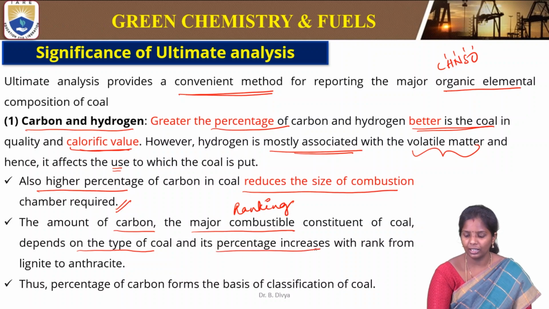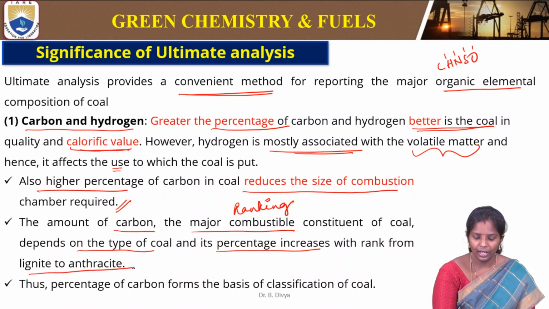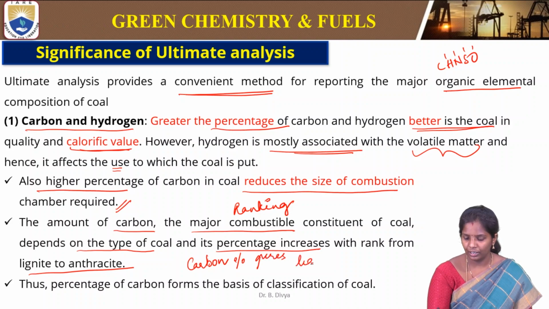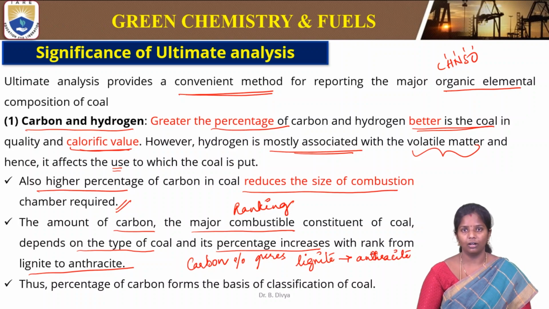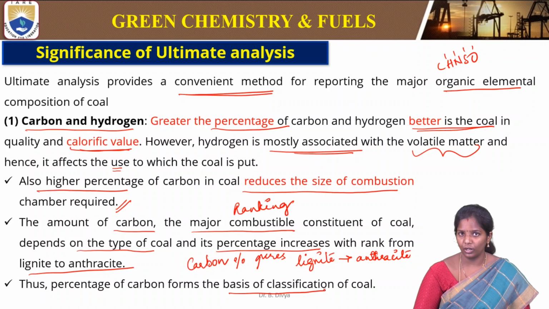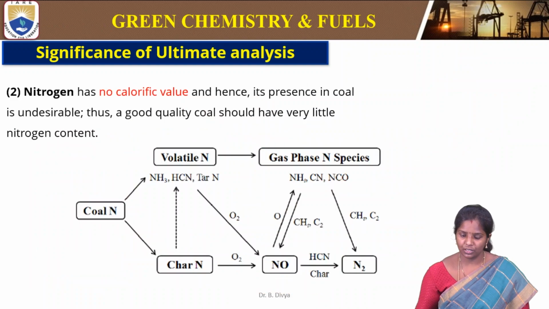And its percentage increases with rank from lignite to anthracite. So carbon percentage increases from lignite to anthracite. Obviously, because the coal matures from lignite to anthracite, the carbon percentage is increasing. Thus, carbon percentage forms the basis of the classification of coal. So this estimation of the percentage of carbon is important for classifying coal into different types.